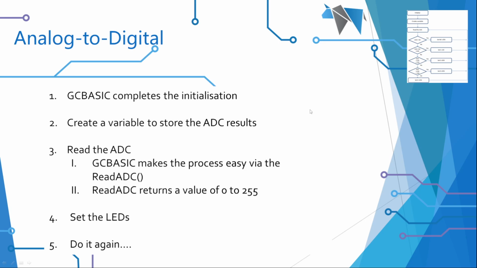GCBASIC will complete the initialization for you relatively simply. It's a simple one command. We're going to put the return value into a variable. We're going to read the ADC. We're going to take the value of 0 to 255, and we're going to set the LEDs, and we will do it all over again and again and again.